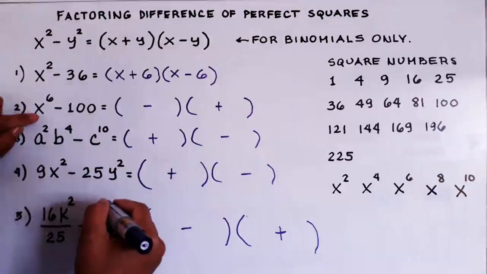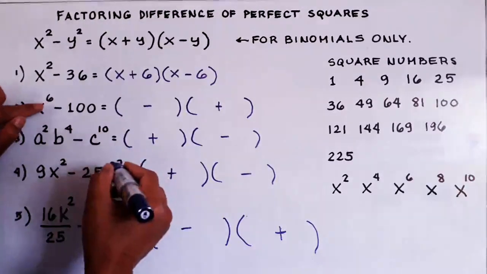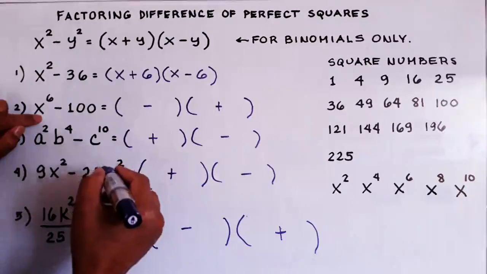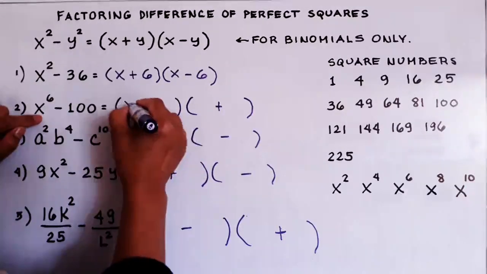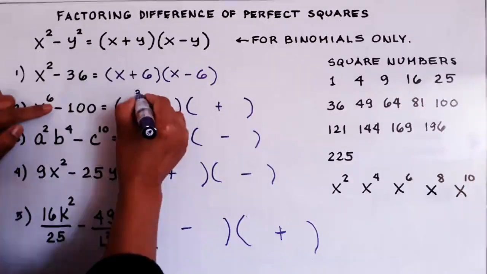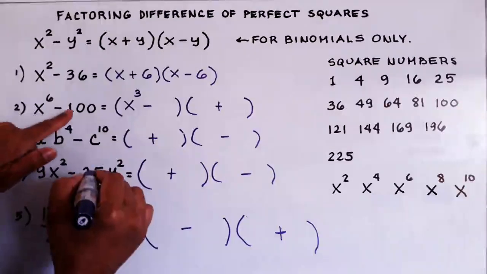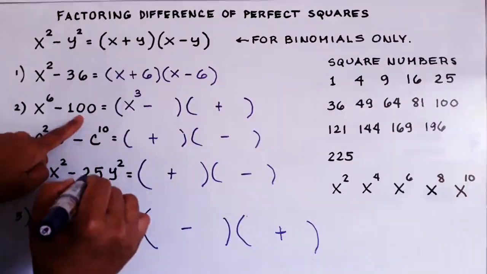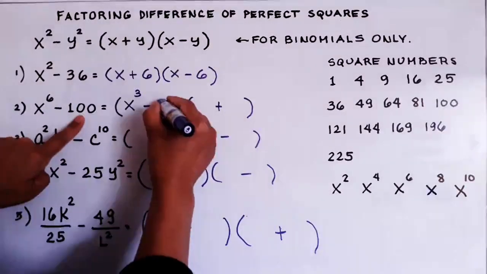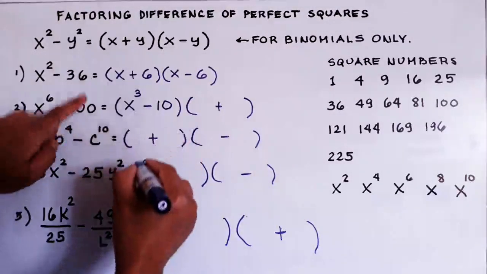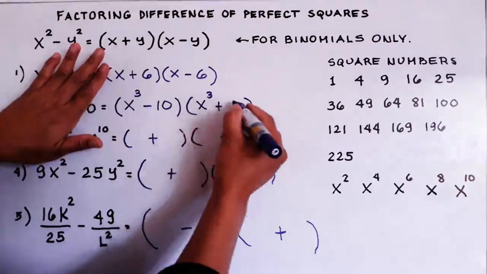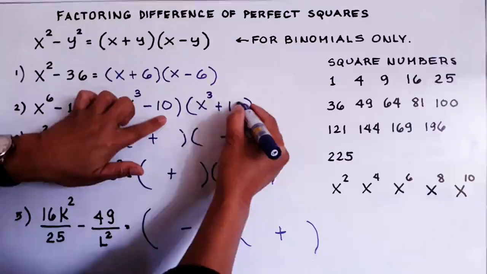Okay, number 2. We have this one, x to the 6. And half of 6 is 3, so this one will become x cubed. 6 divided by 2 is 3. Okay, finish with the first one. 100. The square root of 100 is 10, because 10 times 10 is 100. So we put here 10. And then we'll just copy this one: x cubed and the 10 here.